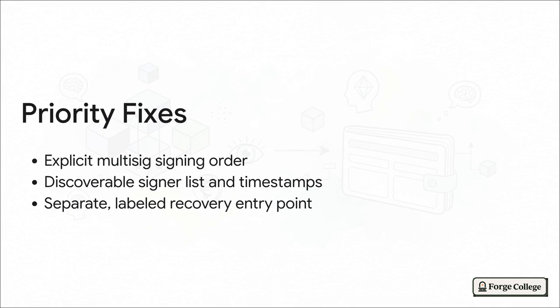First up, we absolutely need an explicit multisig signing order. Next, a discoverable signer list with clear timestamps. And finally, a completely separate, clearly labeled recovery entry point. The golden rule here is pretty simple. Multisig states and recovery flows should be super obvious when you actually need them, but they definitely shouldn't clutter up your everyday routine transaction screen.